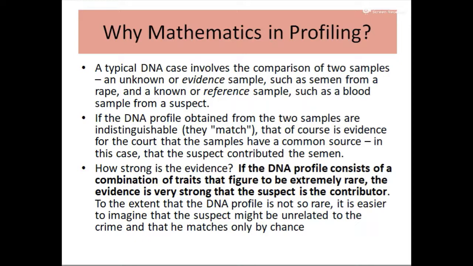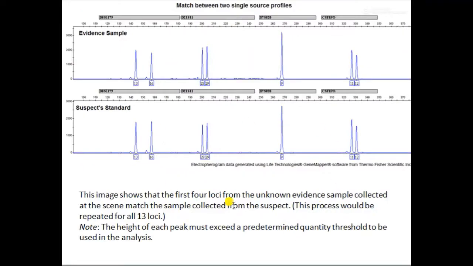If the profile consists of a combination of traits that is extremely rare, the evidence becomes very strong that the suspect is the contributor. But if the similar DNA profile can be found in different people, or it is a common thing in different individuals, then the significance of this evidence would be lost. So every time you present a DNA profile as evidence in court, you should also have a probability stating how likely this profile is to occur in different individuals.